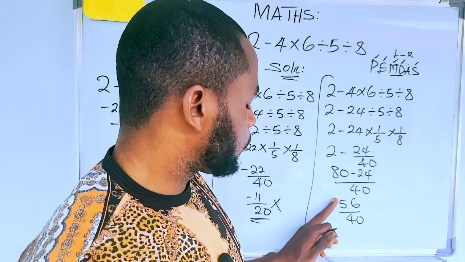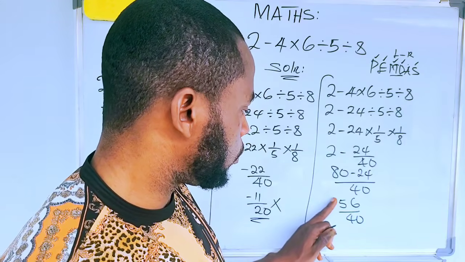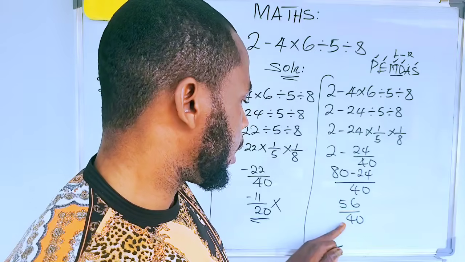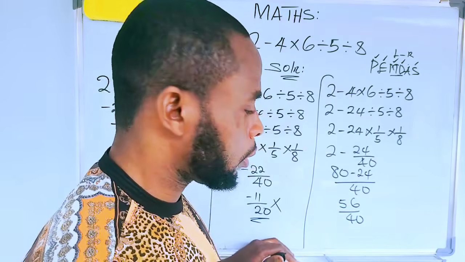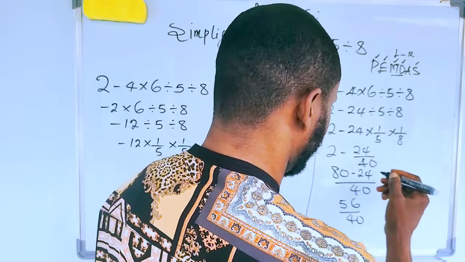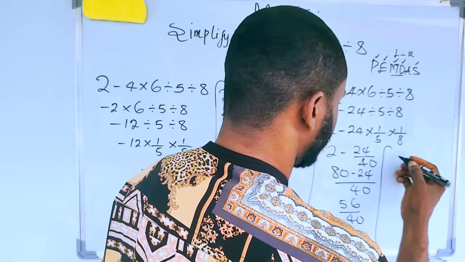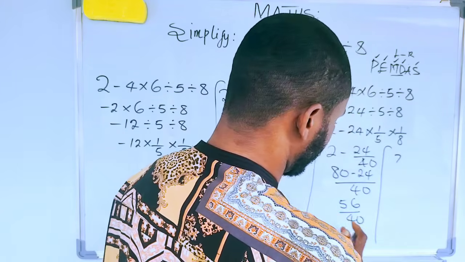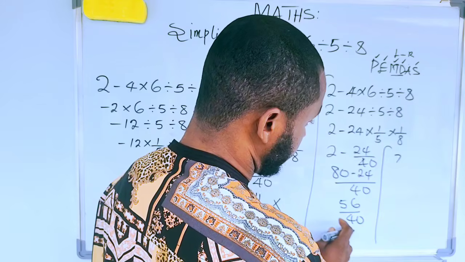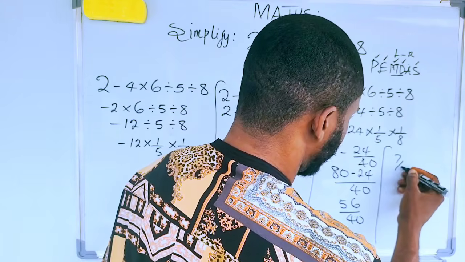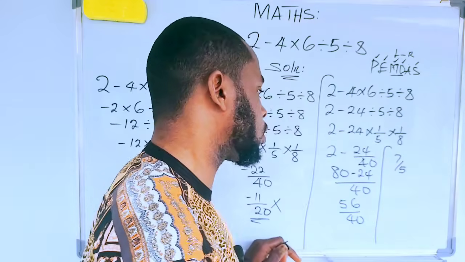When we have it, then here, we are going to divide both the numerator and the denominator by 8. Yes, they can go through. Now we are going to have 56 divided by 8, that will give 7. Then 40 divided by 8, that will give us 5. And we have 7 over 5 here.